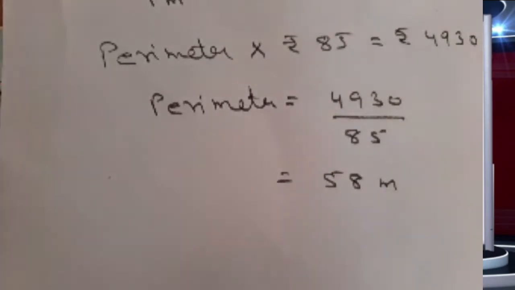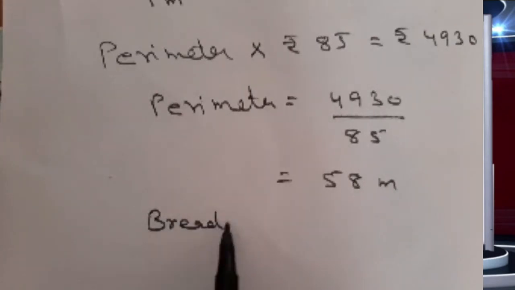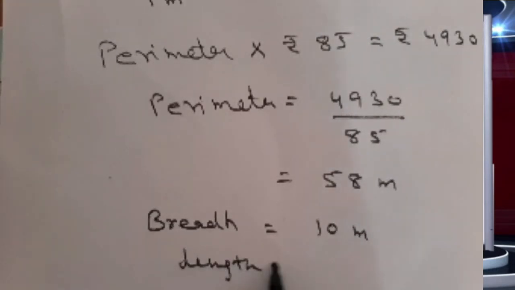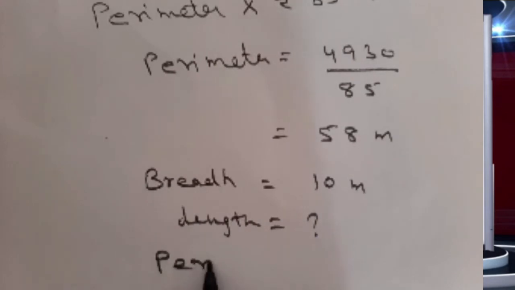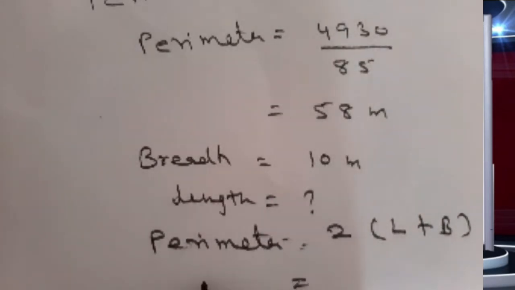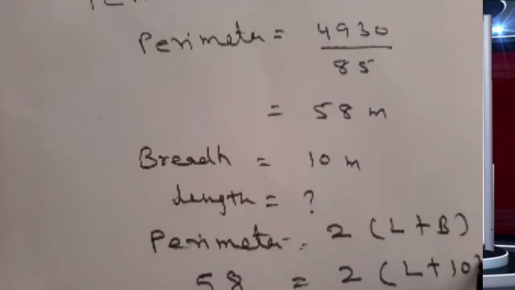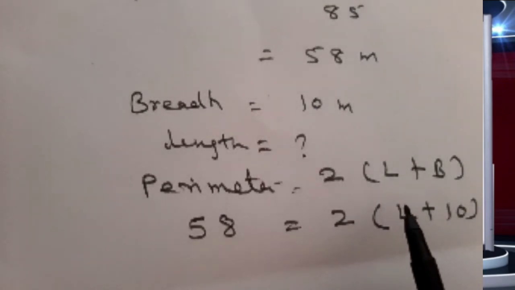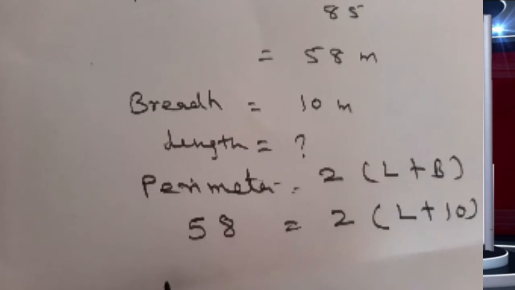Now the second step is we have to find out the length, and the breadth is given. Breadth is given 10 meters. We know the formula for perimeter. It is 2 into (L plus B). Here the perimeter I have found out, it is 58. Here 2, length I have to find out, and breadth is 10. Now here again we will shift all the numbers from RHS to LHS. We will just keep the number that we have to find out, that is, length.